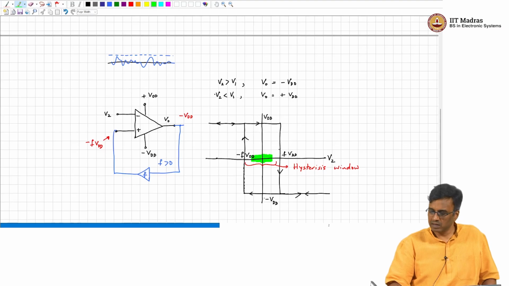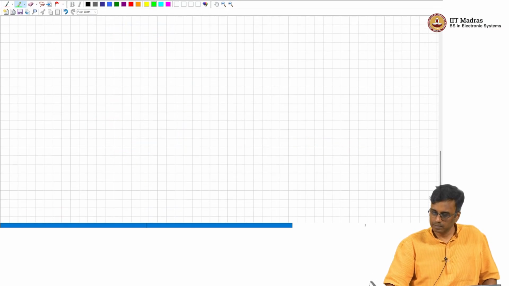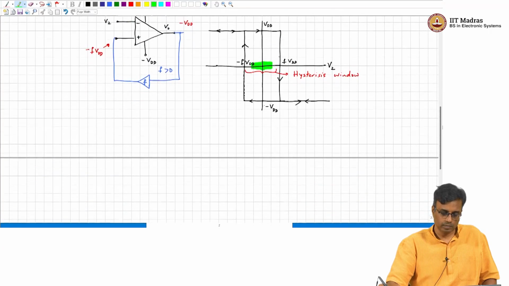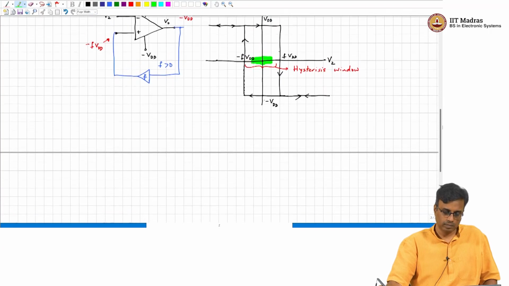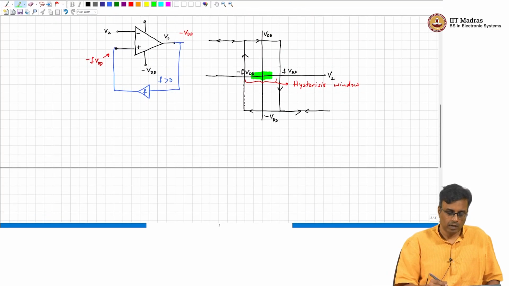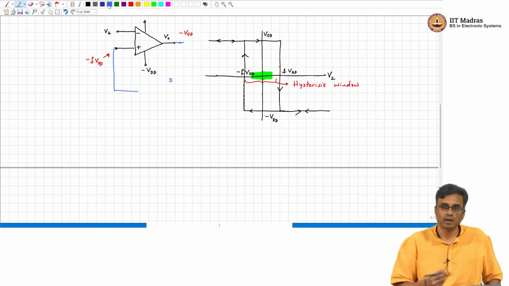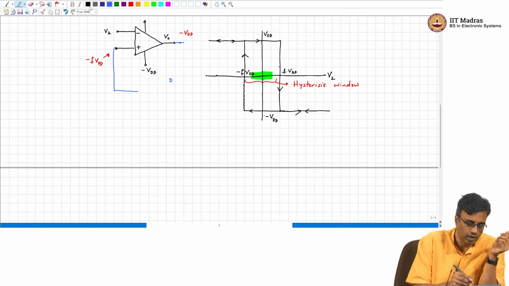And the implementation is quite straightforward. So, how do we implement this? Well, any ideas? Well, resistor divider. Very good.